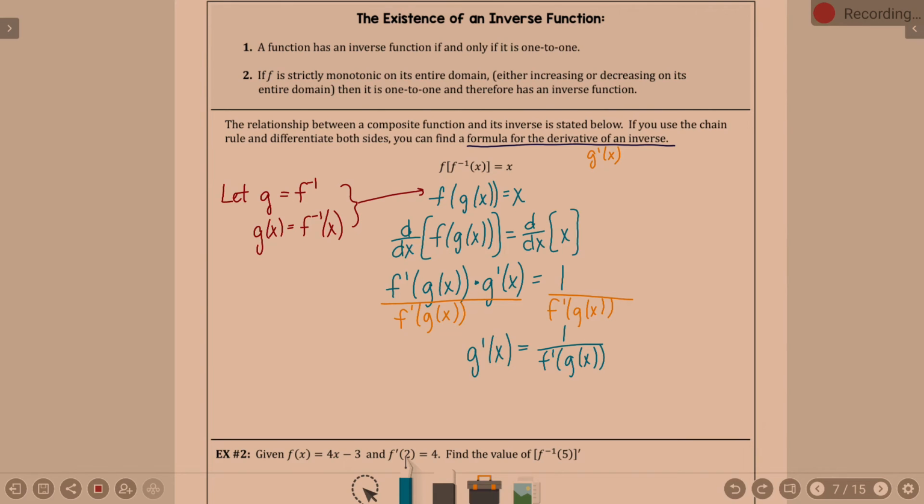If we replace G with F inverse, then, okay, hold on. I don't like how I wrote that.